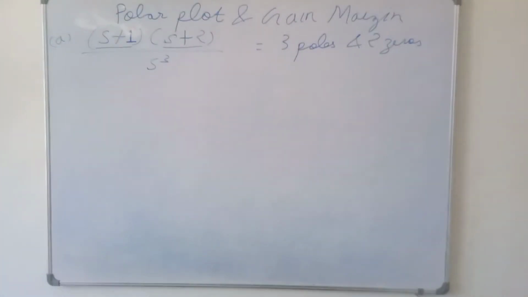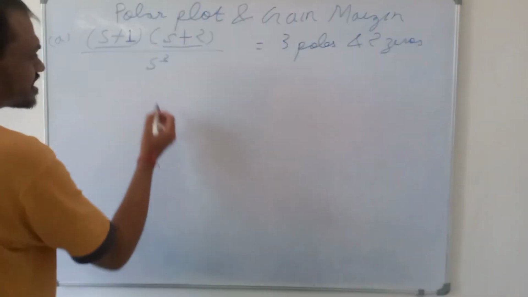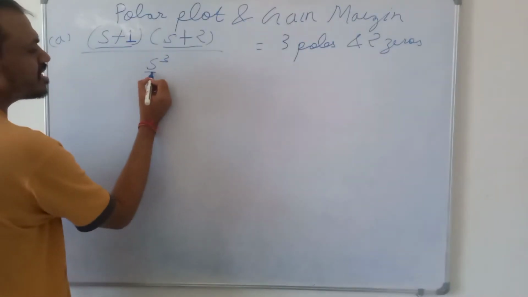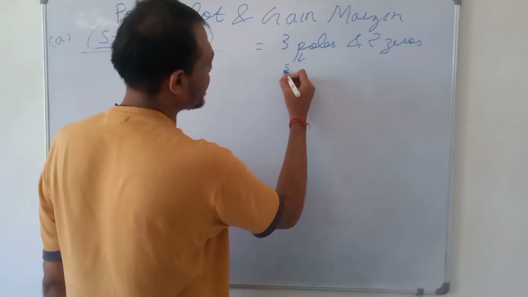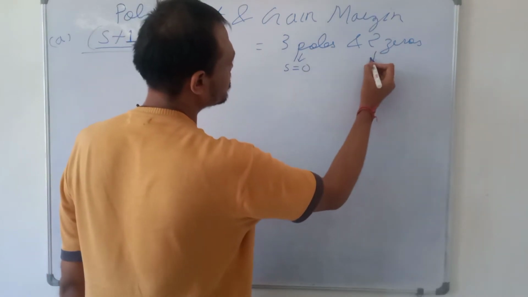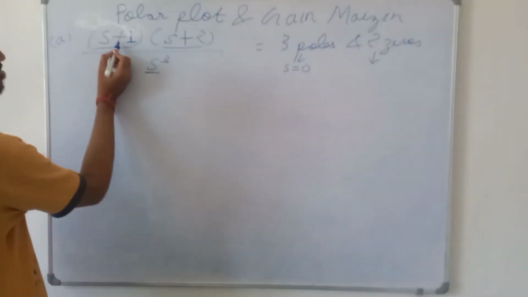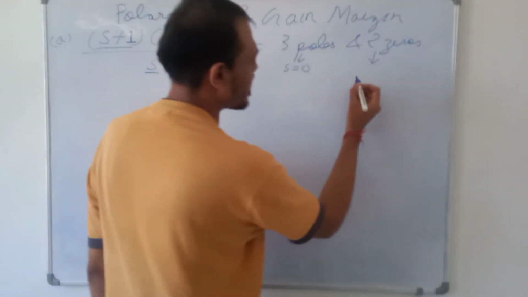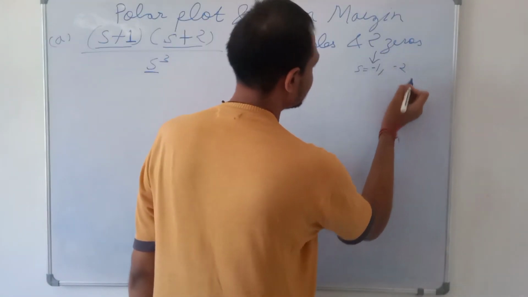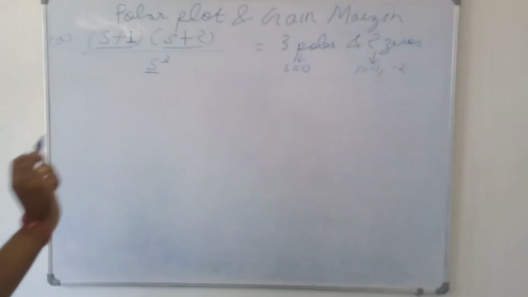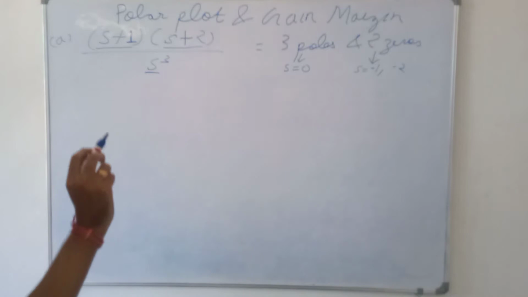So there are 3 poles and 2 zeros in this system. And this is a type 3 system because the location of 3 poles is at s equal to 0. The 2 zeros are located at s equal to minus 1 and s equal to minus 2. So this is the first thing, that there are 3 poles and 2 zeros.